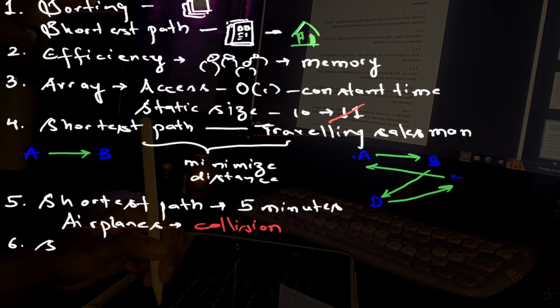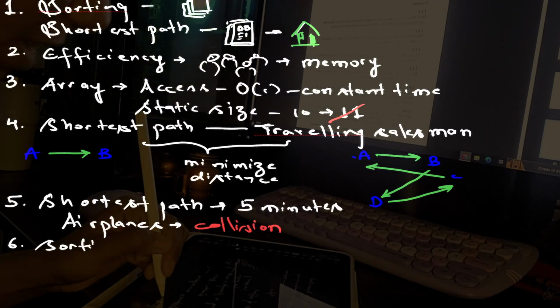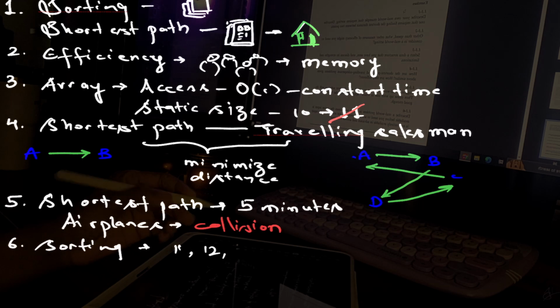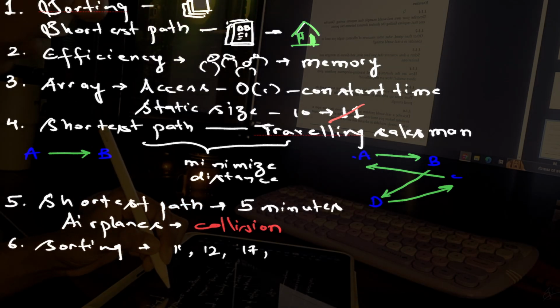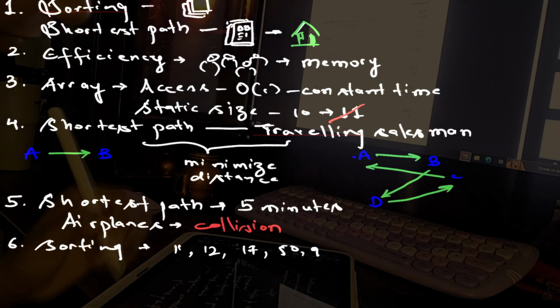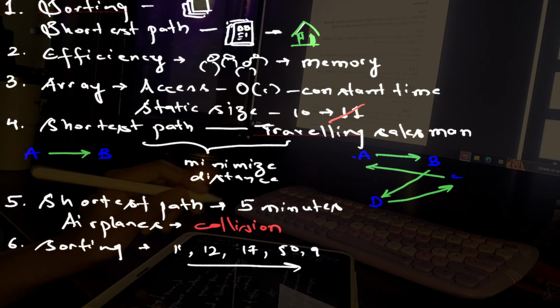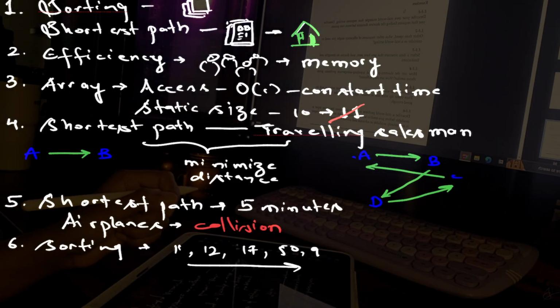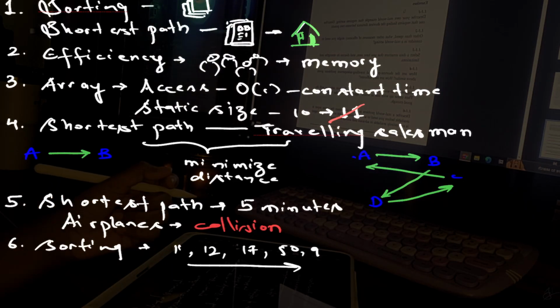Okay, so sorting is one problem where we have the entire input given at once. Let's say it's 11, 12, 17, 59. We have the entire input available and then we try to sort it. So we have all the input present at once in the very starting. Now next would be where it is not available.